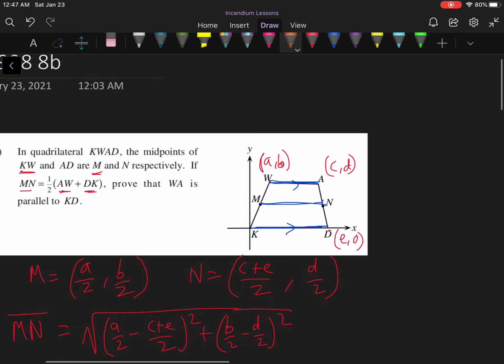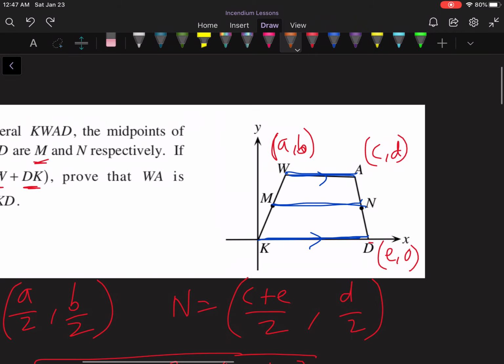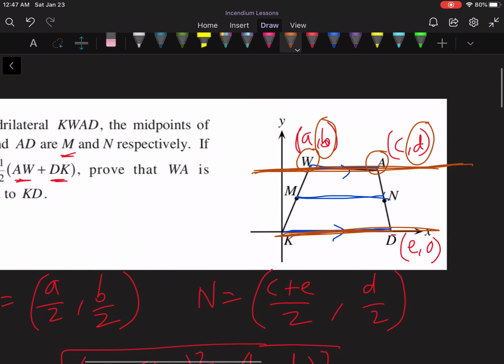Well, notice what happens if b equals d. If b equals d, that means W and A are on the same y coordinate, meaning that this line, WA, is a horizontal line. And guess what? KD is also horizontal. Therefore, WA is parallel to KD. And we are done.